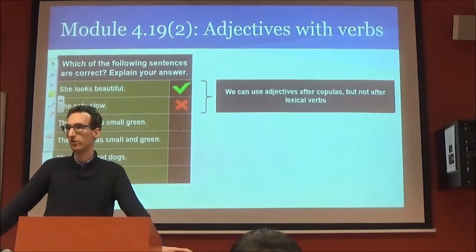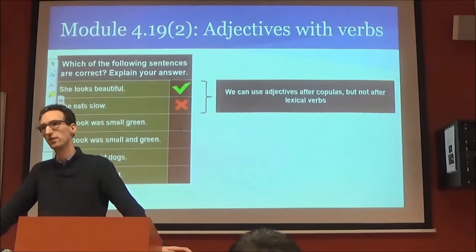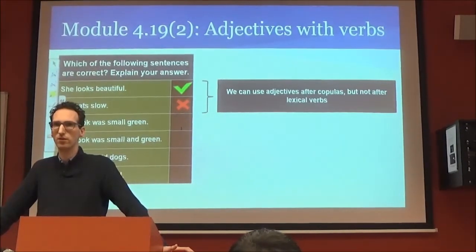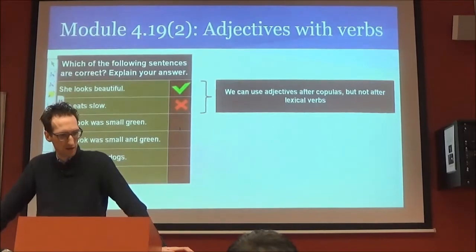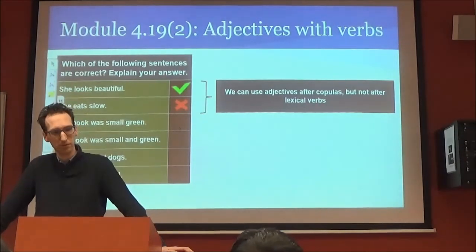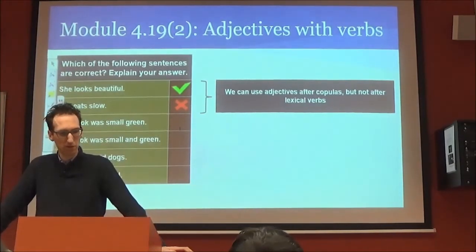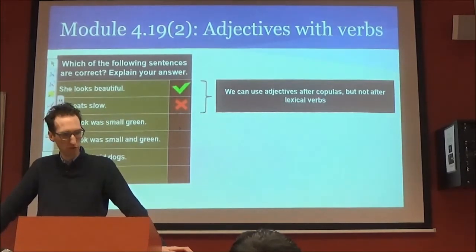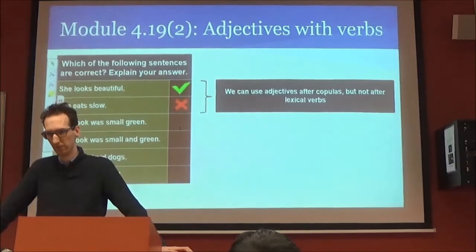Look is a copula, remember? You can replace it by is. She is beautiful. She eats slow. Eats is an action verb, a lexical verb. So you can't put an adjective after a lexical verb. You need an adverb. She eats slowly.